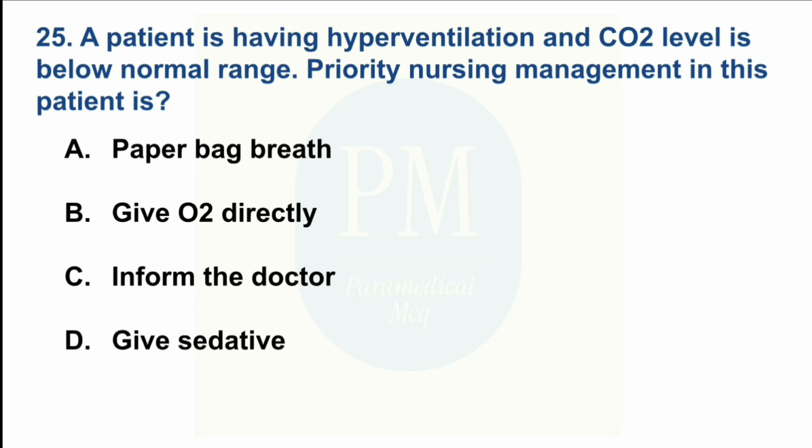A patient is having hyperventilation and CO2 level is below normal range. Priority nursing management in this patient is option A, paper bag breathe. Option B, give O2 directly. Option C, inform the doctor. Option D, give sedative. The correct option is option A, paper bag breathe.